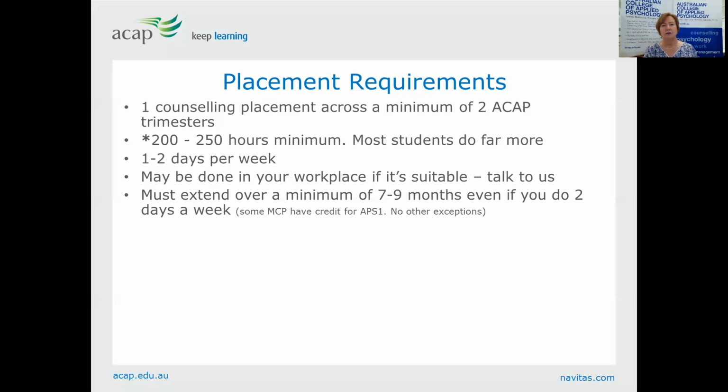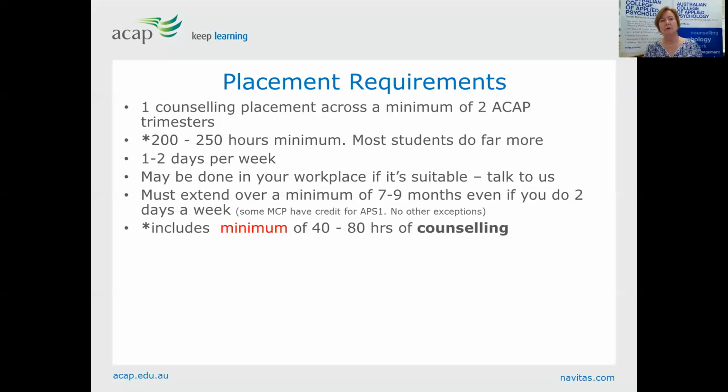Okay, now if you do 2 days a week, that doesn't mean you finish twice as quick. The reason for that is your clinical supervision. You need to be in clinical supervision 1, and then you need to complete clinical supervision 2. And every week in clinical supervision, you bring client work from your placement to your clinical supervisor. That's why you have to be in placement. There's no choice about that.